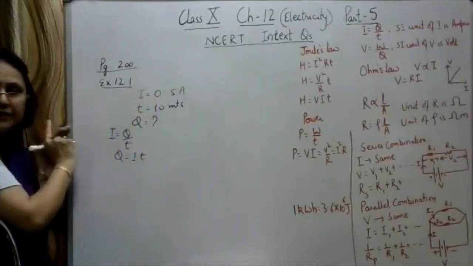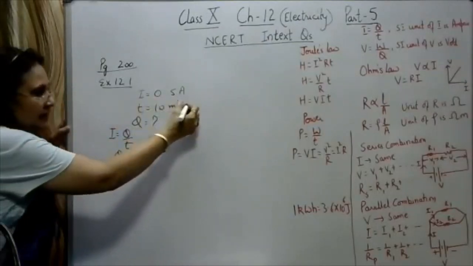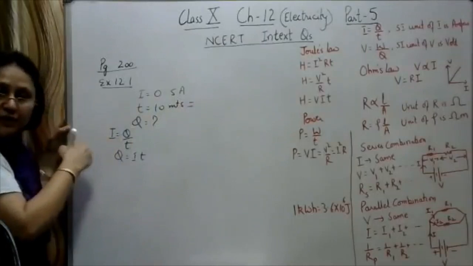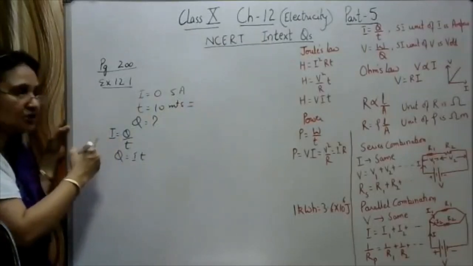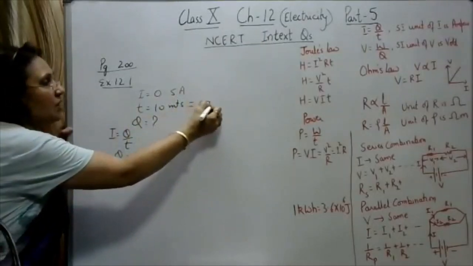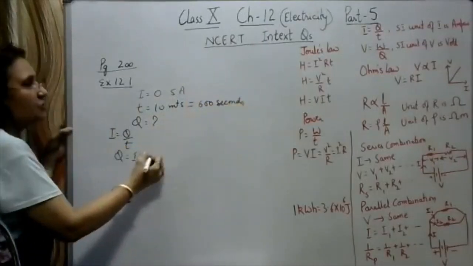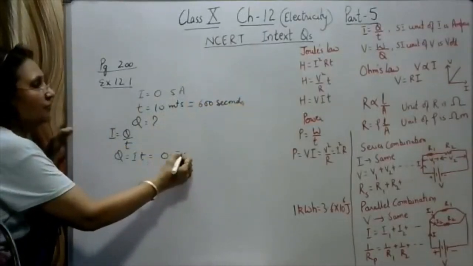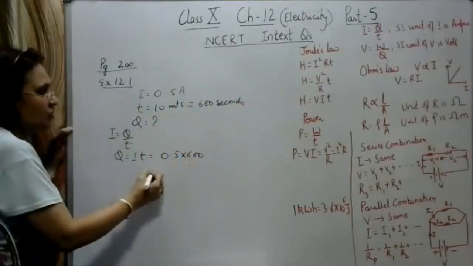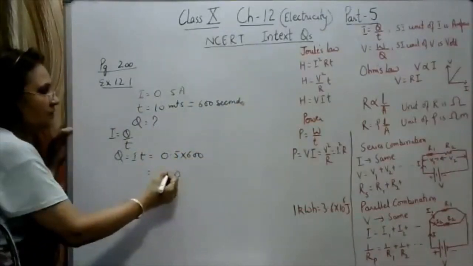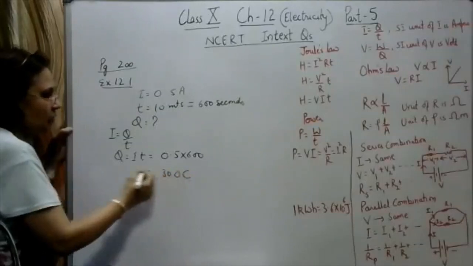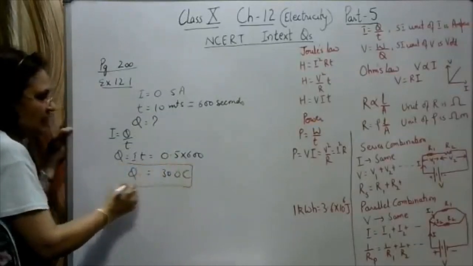Current is already given in amperes, but here the time is given in minutes, which you have to convert into seconds. 1 minute has got 60 seconds. So 10 minutes is equal to 600 seconds. Now substitute in this formula 0.5 into 600. So you get 300 coulombs. So the charge is 300 coulombs.